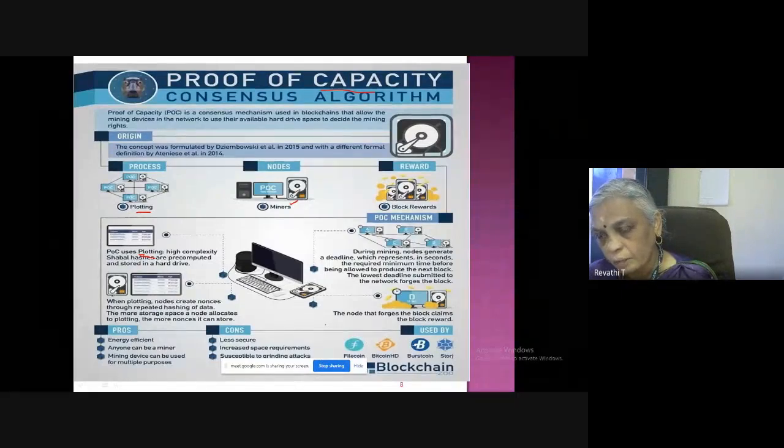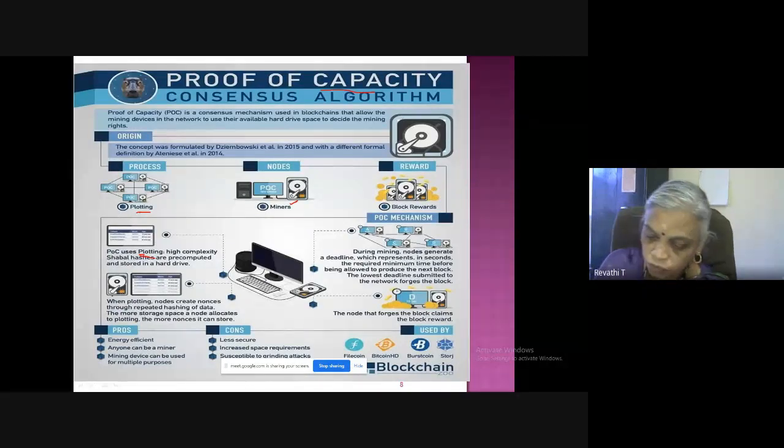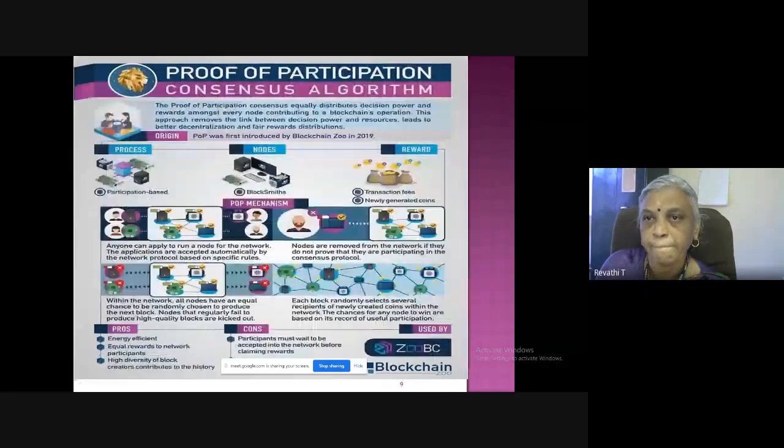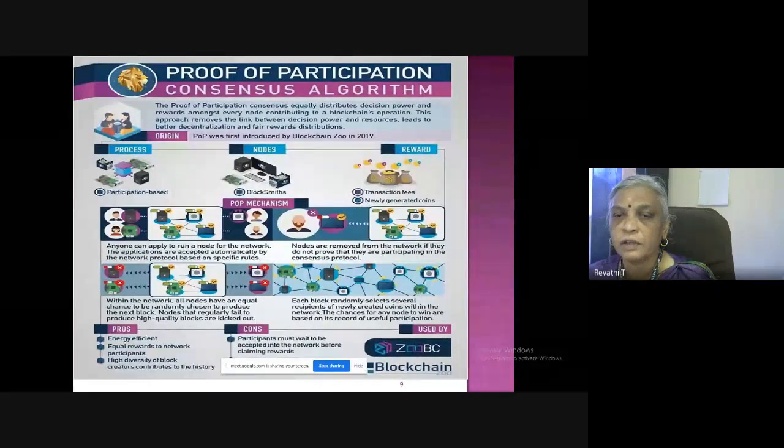And this proof of capacity or POC is used in these networks: Filecoin, Bitcoin HD, Burstcoin, Storage. In these networks, it is used. So the next algorithm is called proof of participation or POP consensus algorithm.